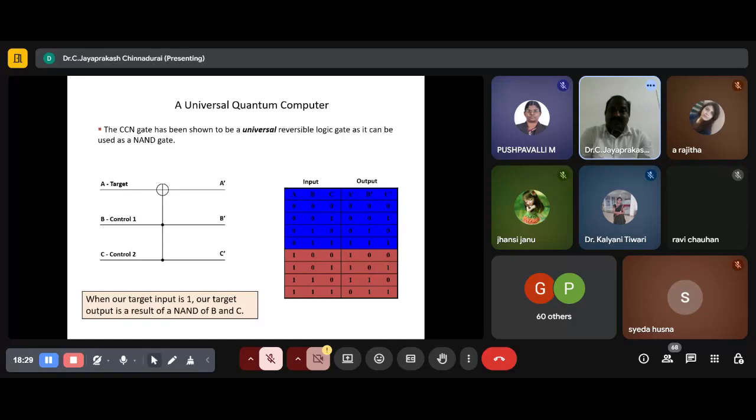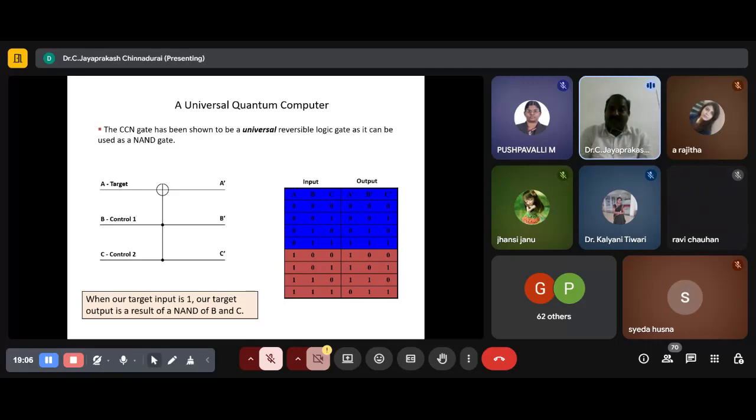So A is the target, B is control 1, C is control 2. So the output is A dash, B dash, C dash. So the inputs are 0, 0, 0, 0, 0, 1, 0, 1, 0, 0, 1, 1. The same input values we are giving as in the previous slide. The output is changed only in the fourth row. Next, if you go for the fifth, sixth, seventh, it has the same input values, but they do not have control B, control 1, C, control 2 both set, so it won't affect them.